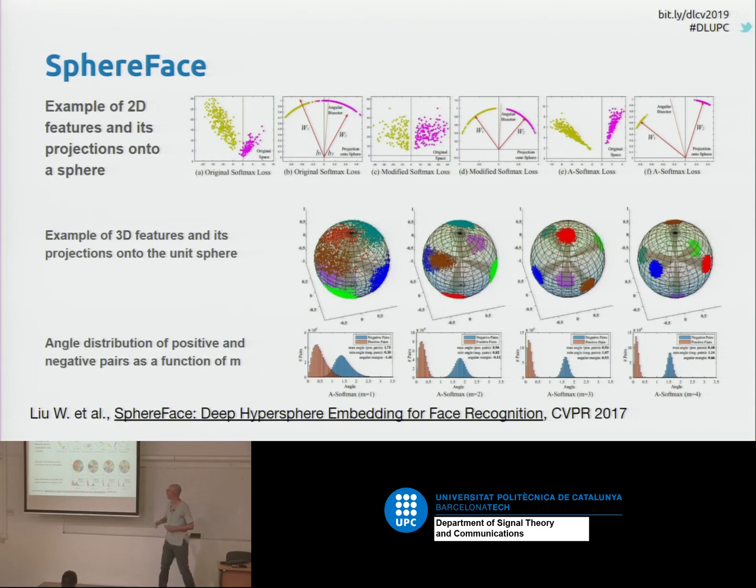The effect of the margin parameter m can be seen in this plot. When we increase the value of the margin, we are separating more and more the features of the different classes. This is a projection onto a sphere showing how the classes become more and more separated by increasing this margin.